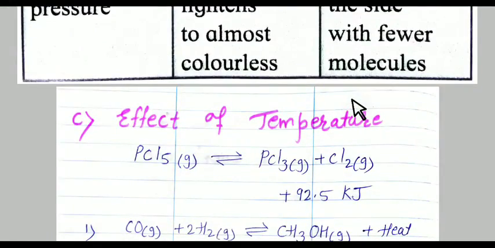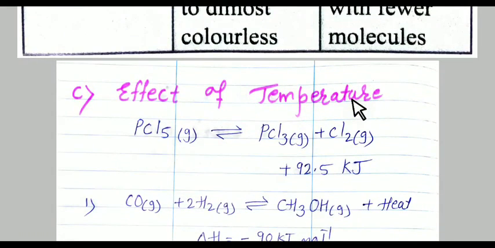This was the effect of pressure on the Le Chatelier principle. Now the next is the effect of temperature. As you can see on your screen, there is an equilibrium reaction in which phosphorus pentachloride gas breaks down into phosphorus trichloride and chlorine gas. In this reaction, always remember, whenever the forward reaction occurs, it is an exothermic reaction, which means heat is evolved. Whenever the reverse reaction occurs, it is an endothermic reaction, which means heat is consumed in the reaction.